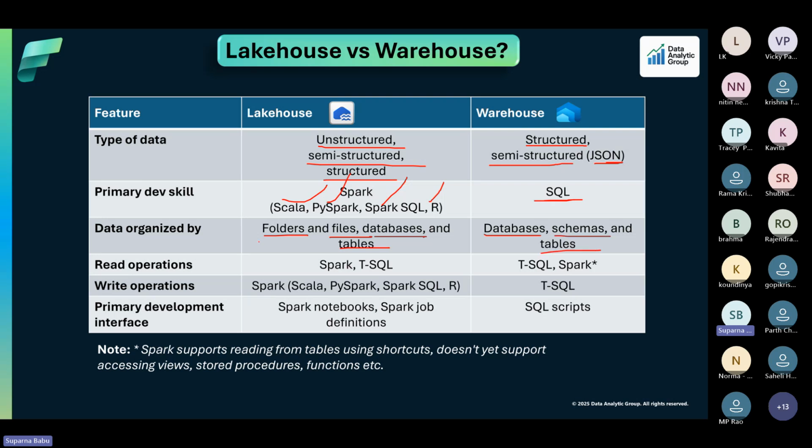Now read operations. In the Lakehouse you can read the data by using Spark and SQL. In warehouse you can use only T-SQL, but there is a star mark: it supports reading from the tables using shortcuts, but does not support accessing the views stored in them. That's why I put the star mark. Please read this carefully and listen carefully. Why am I telling you? At the end of the session you will have a question; who knows, questions will come from this type of difference only.